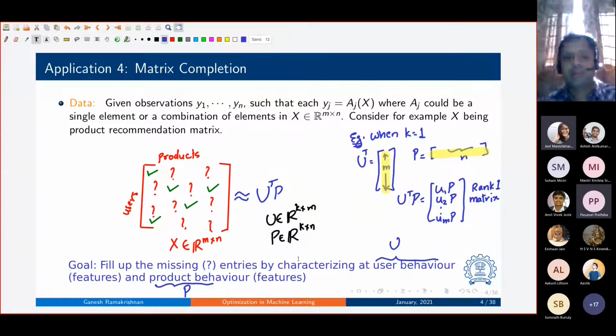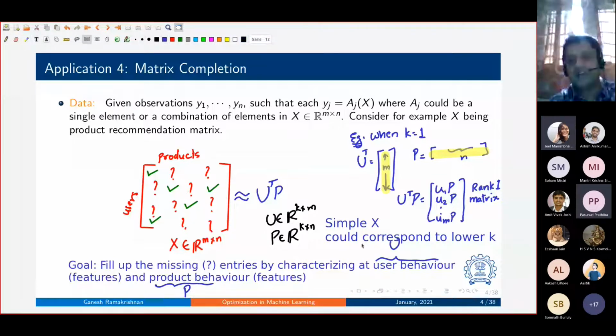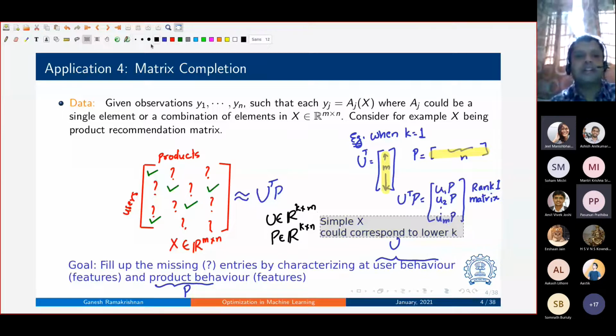Maybe N, or M. K equals M. So the smaller of M and N, right? So a simple X could correspond to lower values of K, not necessarily one. It could correspond to the lower of the two values M and N, but it could be even lower than that. Okay, so let's take this discussion forward.